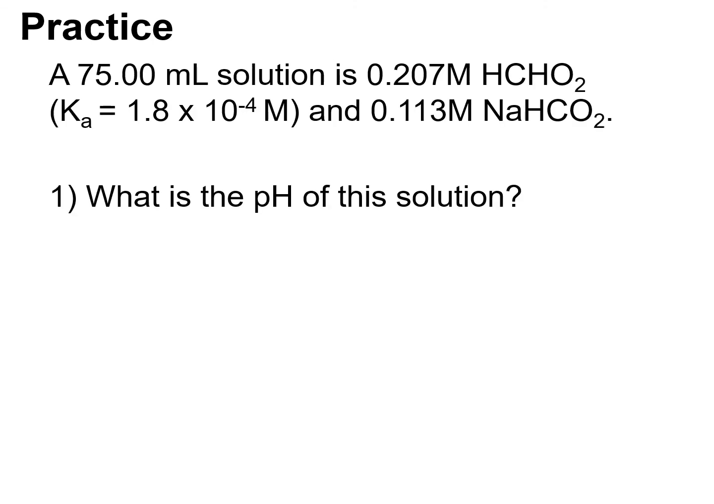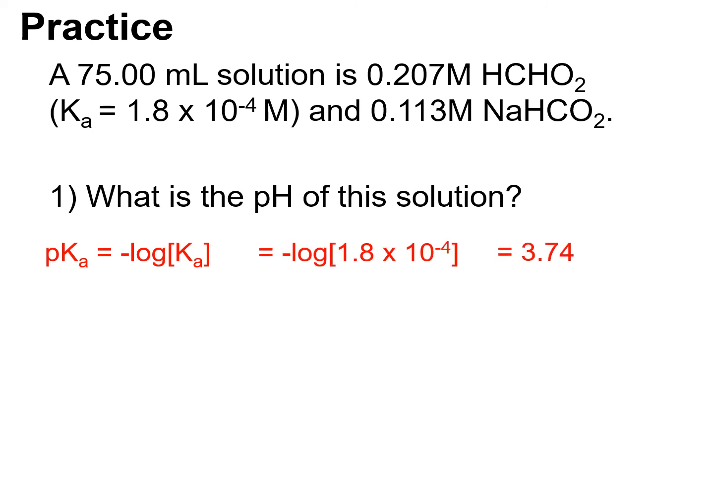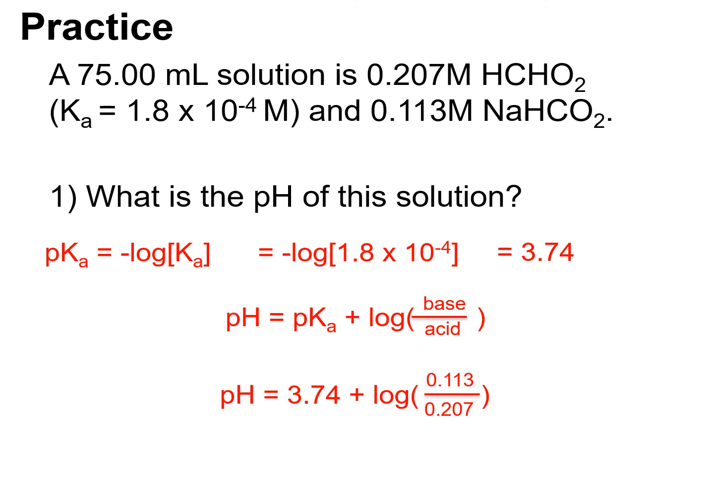Once I've verified that it is a buffer, I can go ahead and use Henderson-Hasselbalch. I would first need to use my pKa equation to convert my Ka into pKa. I then have molarities, which I can use in my Henderson-Hasselbalch form because they're in the same volume. So I can go ahead and put in my pKa, put in my moles of base over moles of acid, and get my original pH of the solution of 3.48.